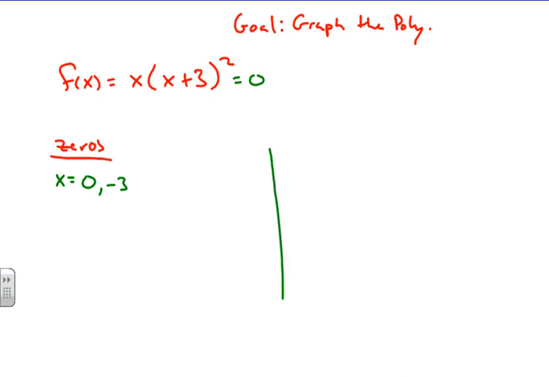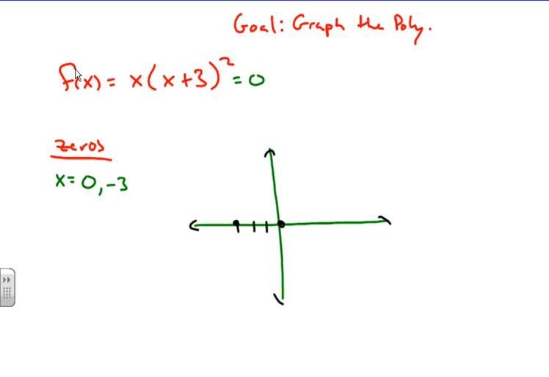Now we're going to plot my zeros right here. We have our zero at 0, and then we have -3: 1, 2, 3. Now we're just going to sketch the graph of this. If we want to do a better sketch, we have to plug in some additional points to figure out how the curve moves. But we can get a basic understanding of this by looking at the graph itself.